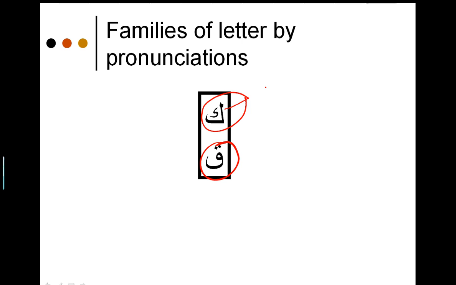So we have three variations. As usual, with Fatha, Ka, with Dhamma, Ku, and with Kasra, Ki. Ka, Ku, Ki. So the Ka is not really the problem. Our problem for today is the Qa, which I have developed a secret formula to pronounce correctly, and I hope it works. Okay, so this letter is the letter Qaf. The three pronunciations are Qa, Qu, Qi.